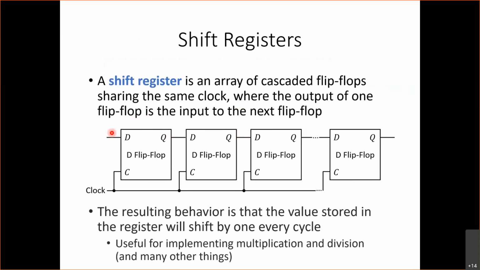So essentially what a shift register does is that the value that is stored inside of this shift register is going to shift by one every cycle. Now, in this specific implementation, the value is going to shift right every cycle, okay? So we have this sequence of bits, and the sequence of bits is going to shift by one every cycle. And the reason I'm introducing shift registers is that they are useful for implementing multiplication and division.